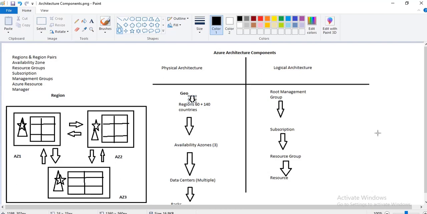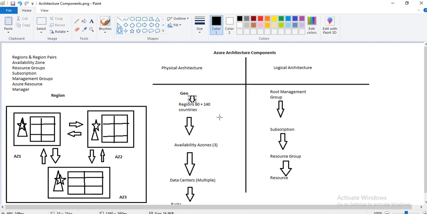The physical architecture is nothing but the physical locations or the data centers, the geographies, the availability zones, or the racks where these servers, the computing resources, are hosted. So basically, if you want to take an example, let's say how Azure is organized in India, or Azure is hosted in the United States or United Kingdom. You can relate India as a geography, or United States, or something similar.